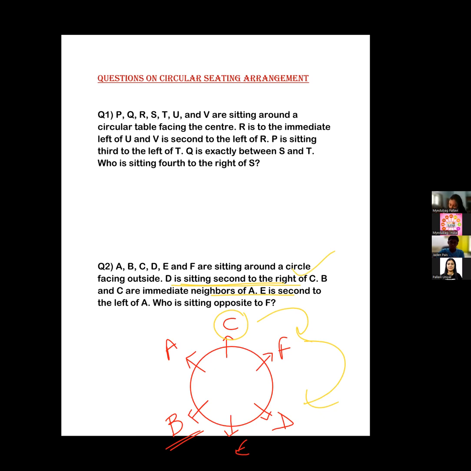This point is correct. Okay, then B and C are immediate neighbors of A. If A is here, one neighbor is C and one neighbor is B. So that is also correct. Then E is second to the left of A. If A is over here, A's left will be this side. First left, second left is E. That is also correct. And only D was left. D's position was second to the right of C. It was already fixed. Only F was left. So F will be here. That means this arrangement is correct. So once you are done with the arrangement, do check it once.